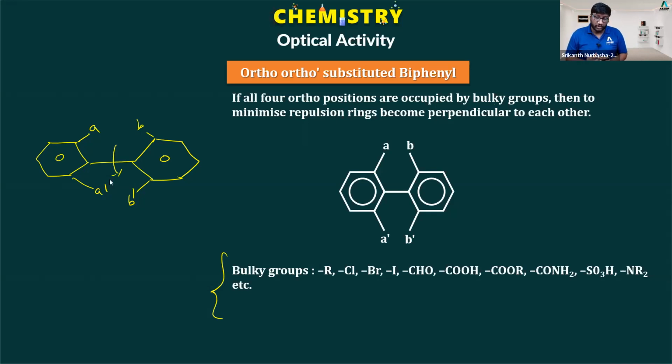Understand this point. We are saying free rotation is possible, but whenever all the ortho positions are substituted, what happens? With respect to one phenyl group, the other phenyl group will become perpendicular. If one phenyl group is present in this particular plane, the other phenyl will be like this. If one phenyl is in this paper plane, the other phenyl will be perpendicular to this paper plane. Understood that point, students?